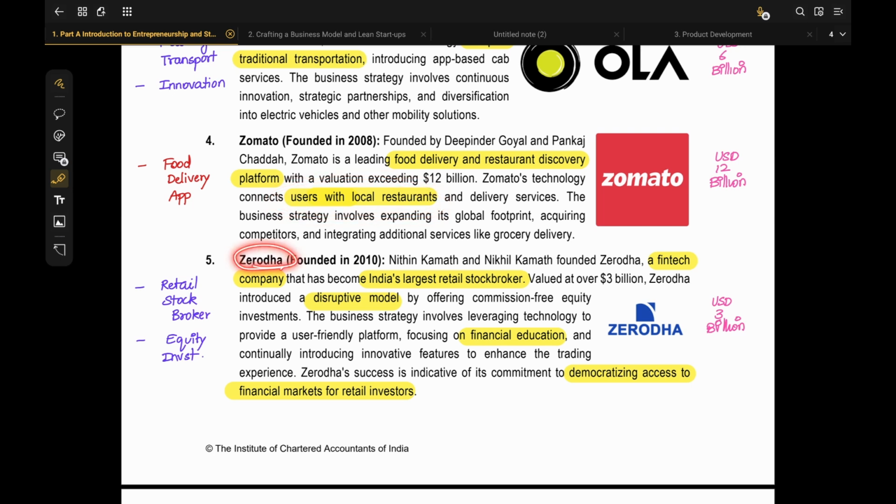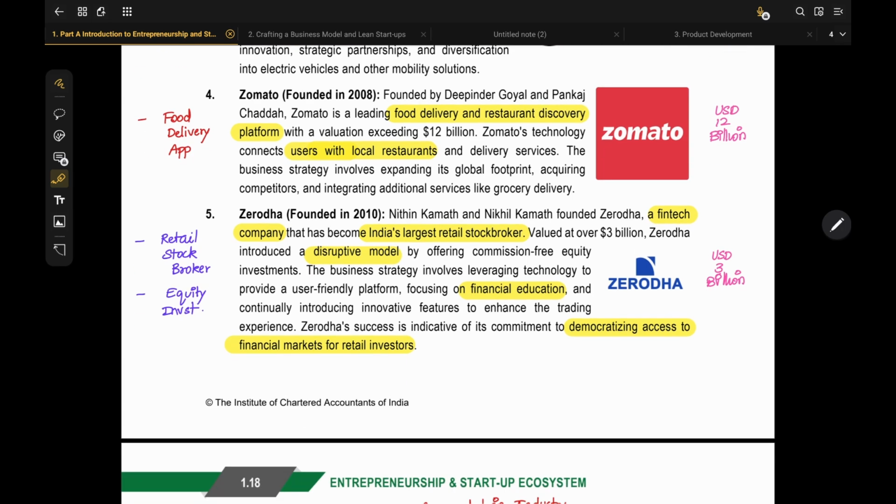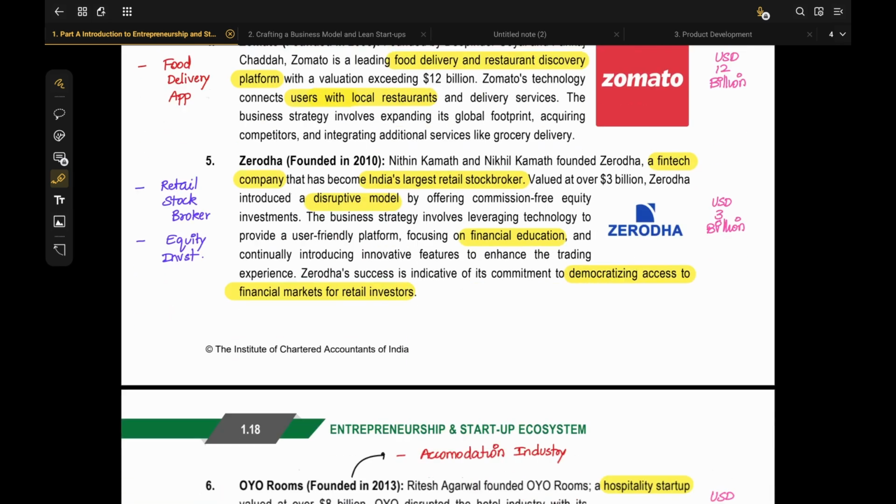And then Zerodha. Zerodha, I think you all know, is a fintech company. It is India's largest retail stockbroker. Retail means it is selling the stocks. It is helping in buying stocks for individual people. It is a disruptive model offering commission-free equity investment. You need not give a very large amount of commission to Zerodha. Only a small amount of commission, or commission-free only, it will be there. It is focusing on financial education and investor awareness, and it is increasing people's education about financial matters.